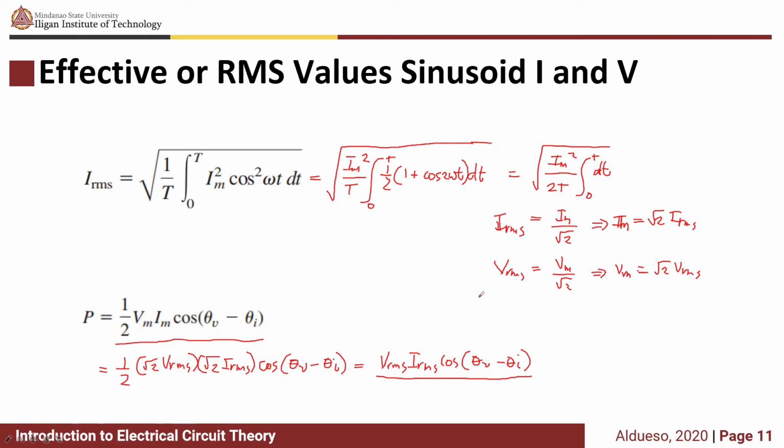As an example of an RMS value, if you measure the voltage in our AC sockets, we measure the VRMS. So when we measure 230 volts in our AC sockets, that means that our VRMS is equivalent to 230.